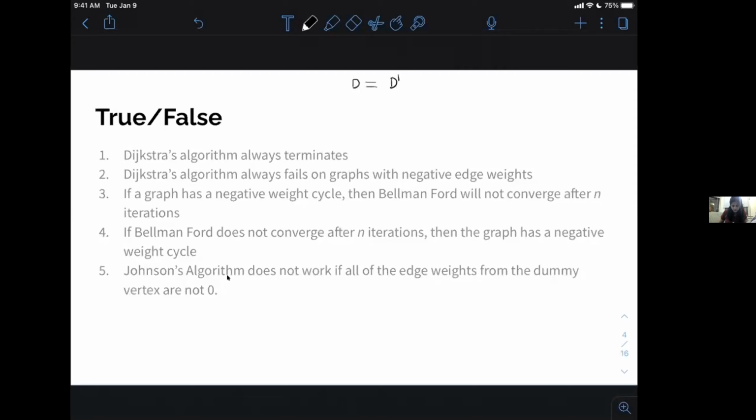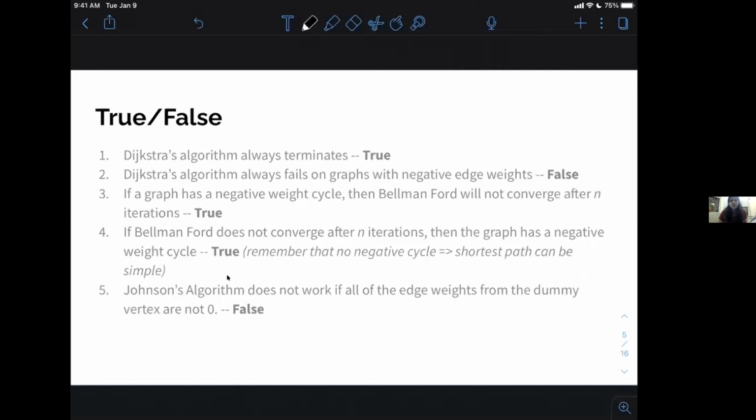Yeah, the next slide has the summary. So yeah, it's true, false, true, true, false. Cool. Are there any questions about these?